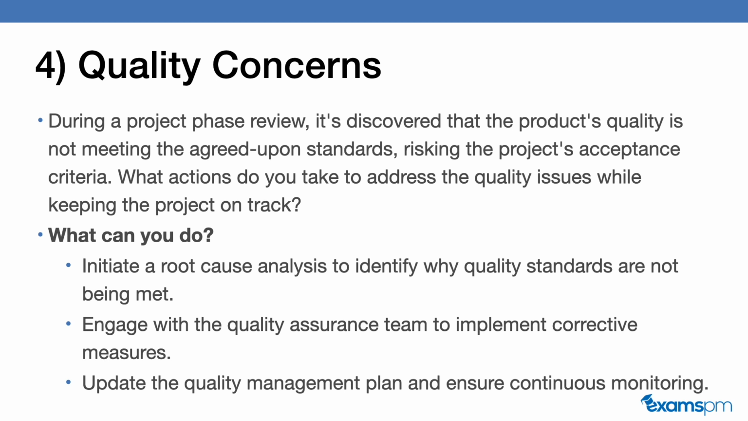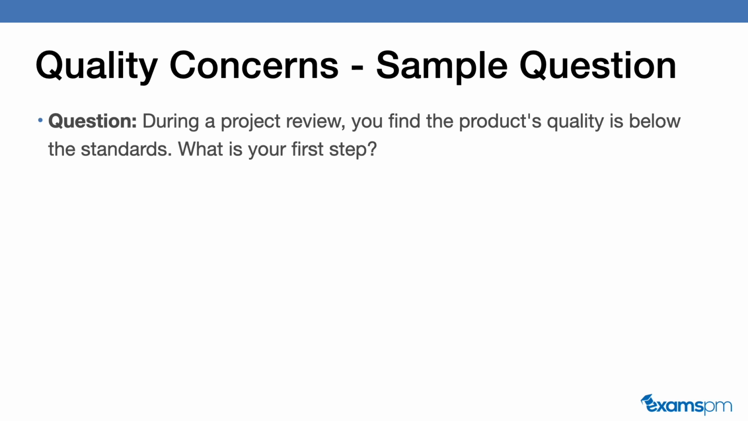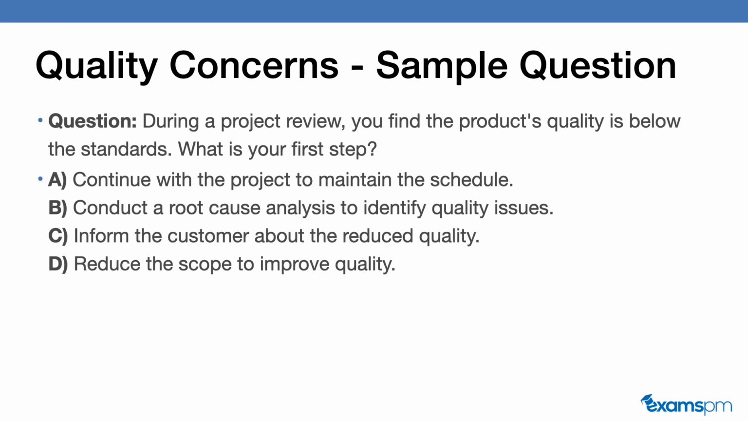Now, let's take a look at a sample question and how we can apply these principles here. Now, the question is, during a project review, you find that the project's quality is below the standards. What's the first step that you will take? Is it A, to continue with the project to maintain the schedule? B, to conduct a root cause analysis to identify quality issues? C, inform the customer about the reduced quality? Or D, reduce the scope to improve quality?